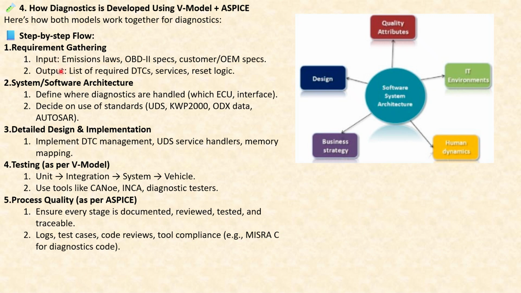First is requirement gathering. The input: emissions law, OBD2 specifications, customer OEM specifications. And next is the output: list of required DTCs, services, reset logic. All right, and system software architecture: define where diagnostics are handled, which ECU interface, and decide on use of standards like UDS, Keyword Protocol 2000, ODX data, AUTOSAR.